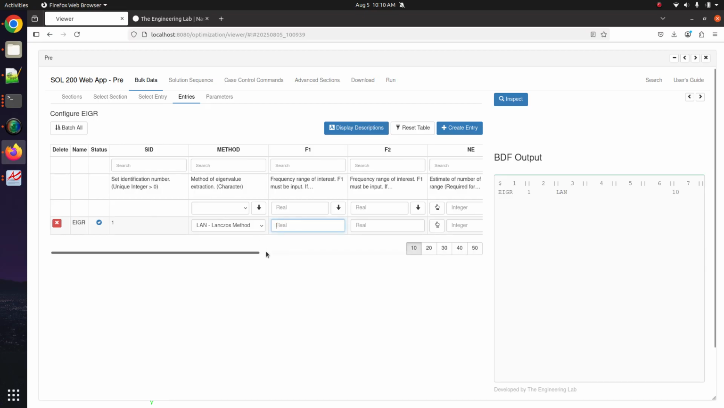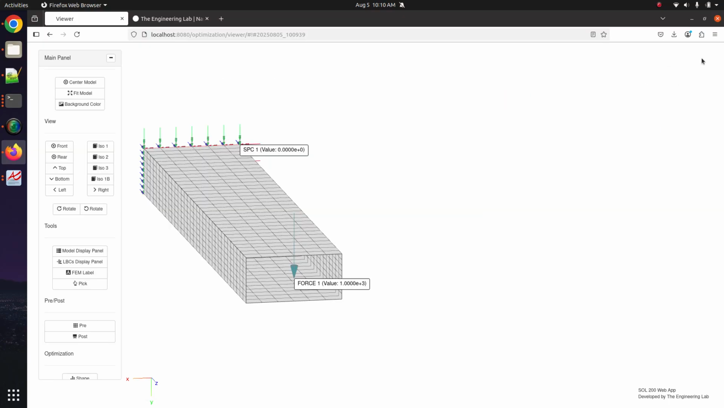If F1 is blank, you will get negative eigenvalues if they are within the search region, if you will. If the value is 0.0, you might also get negative eigenvalues. If it's greater than 0, then this will force searching for only positive eigenvalues. Okay, now let's see what else is there. Right, let's talk about one last thing.